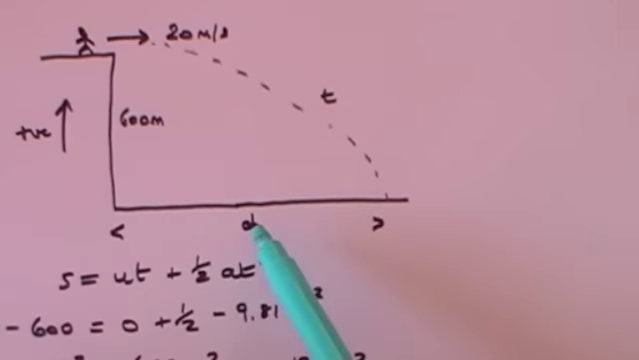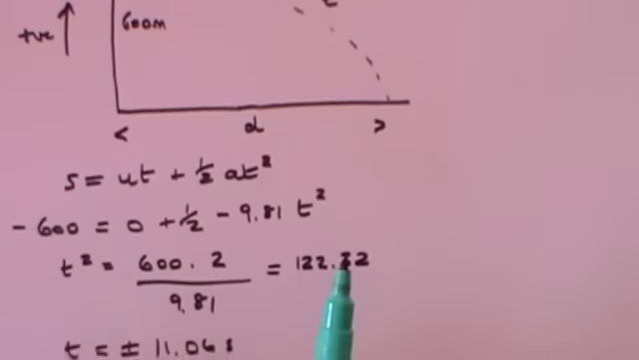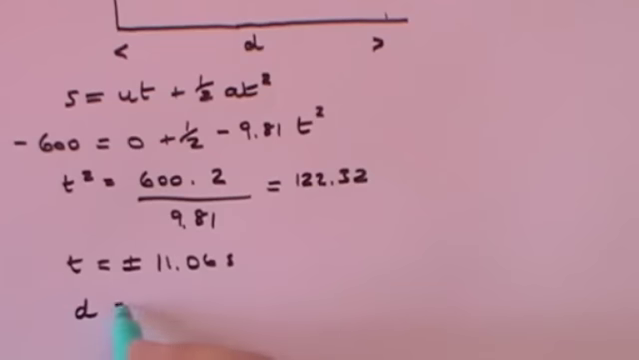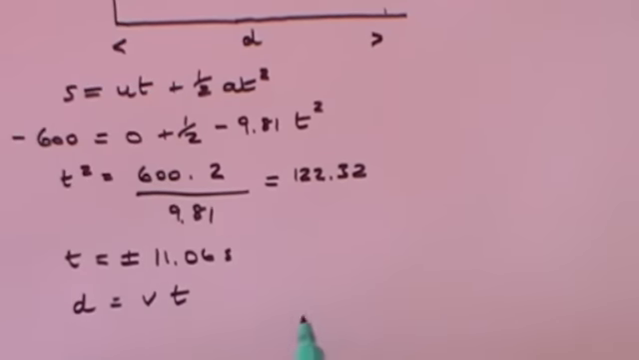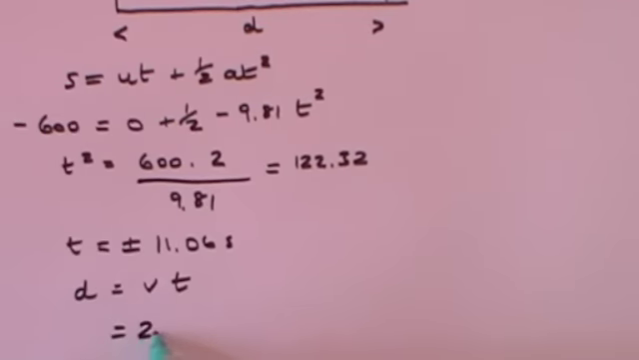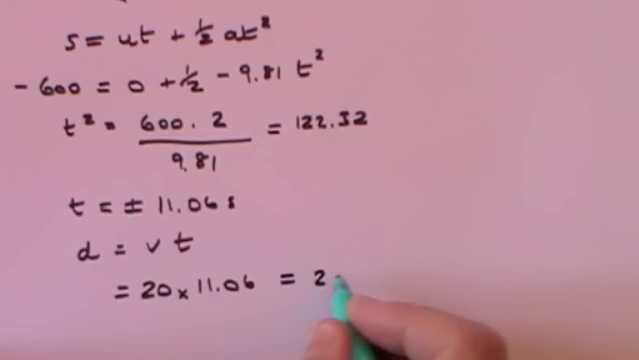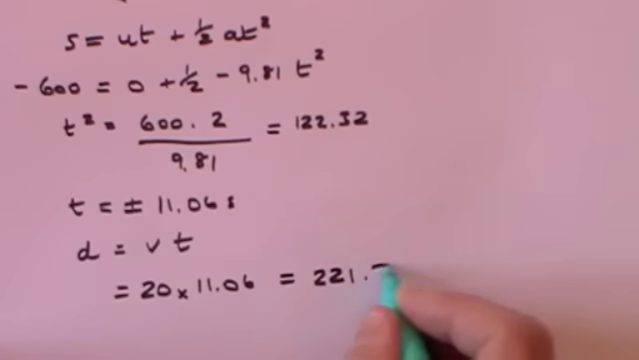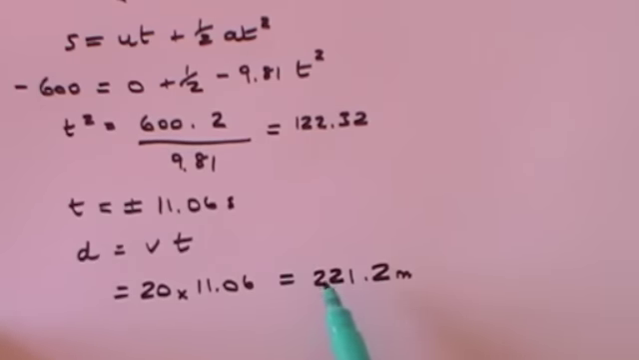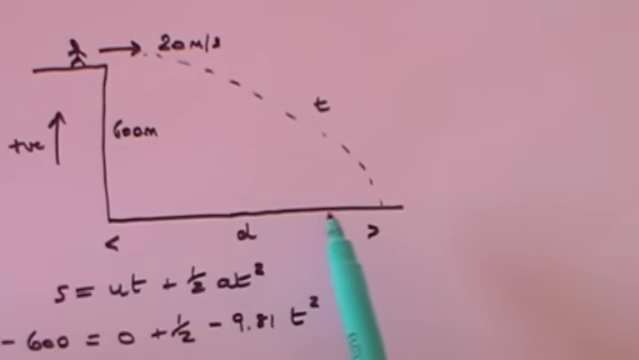So what is distance? Distance is just velocity times time. Well, we know what the velocity is, so let's put that down. D is equal to the velocity times time. We know what the velocity is. It's 20 meters per second. We know what the time is. It's 11.06 seconds before it hits the ground. So it's 20 times 11.06. And 20 times 11.06 is 221.2 meters. So it travels 221.2 meters along before it hits the ground.